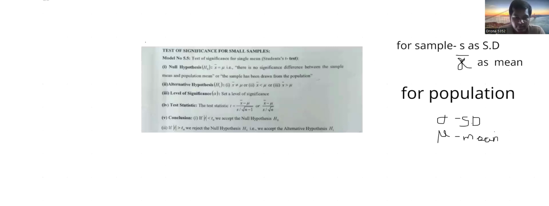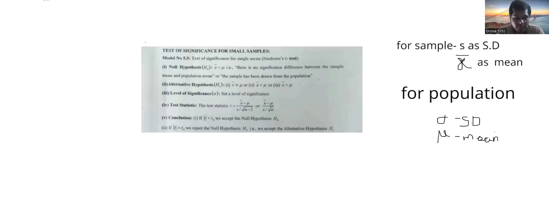And the alternate hypothesis H1 is quite opposite to the null hypothesis. If we assume the statement in the null hypothesis is true, then it automatically implies it is false in the alternative hypothesis. So x bar not equal to mu refers to a two-tailed test, x bar less than mu represents the left-tailed test, and x bar greater than mu represents the right-tailed test. This is the second step to follow.